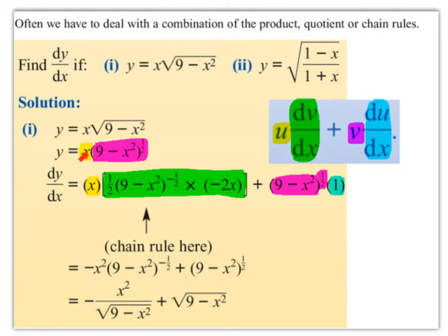So our u is going to be the x, and our v is going to be (9 minus x squared) raised to the power of a half.